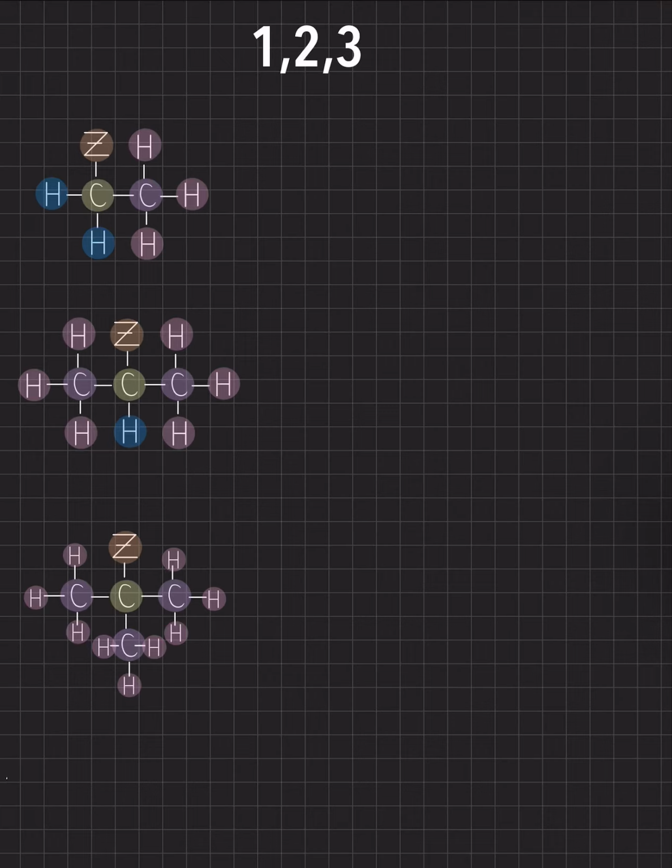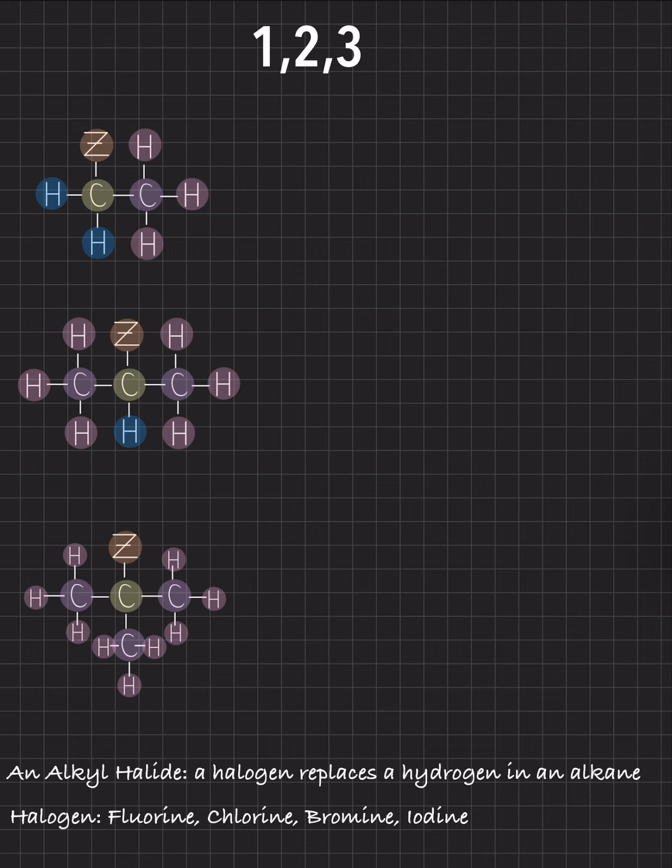Hello everyone, so let's go over primary, secondary, and tertiary alkyl halides. Before we begin, what is an alkyl halide? An alkyl halide is when you have a halogen that replaces a hydrogen inside of an alkane. In other words, you have an alkane and one of those hydrogens is replaced by a halogen. And what is a halogen?